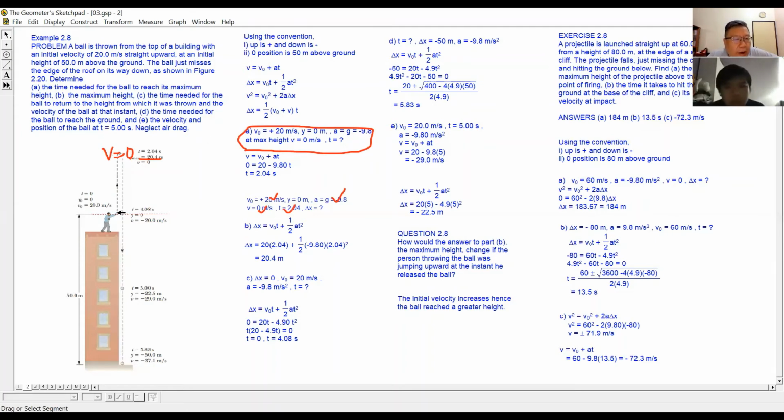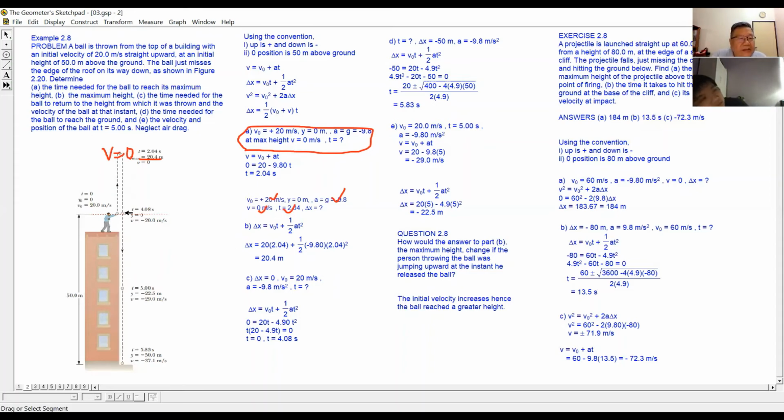The ball you throw up, right? You throw up, then it will come down and back to the same level. Now at the same level, but this time it is coming down. You go up, then you come back to the same level. Now at this time, right? The time needed for the ball to return to the height from which it was thrown. So that means you go up and you come down. What is the time taken for you to go up and come down?